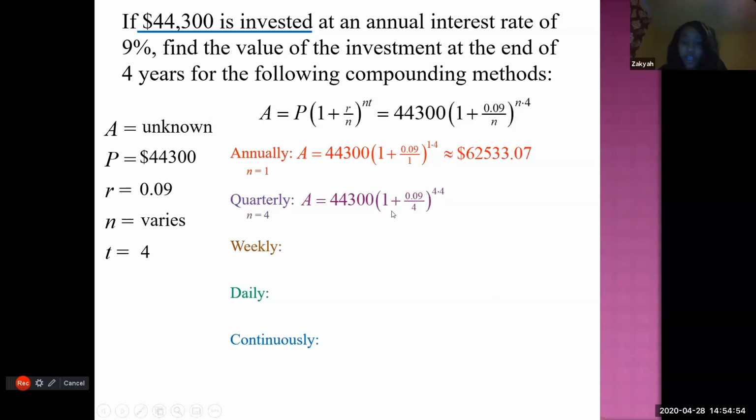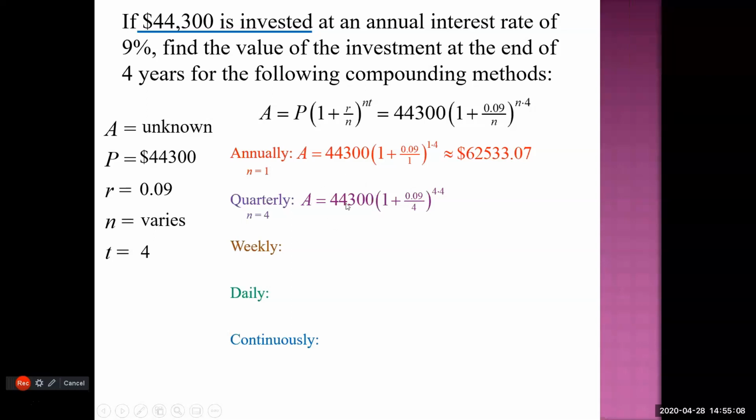I'm sorry, why did you say N varies? Varies because we have annually, quarterly, weekly, daily, and continuously. So N is going to change. Oh, yeah. That's what that means. Yeah. And so here we filled in everything, and instead of 1 for N, we have 4. So this is going to be the 16th power.